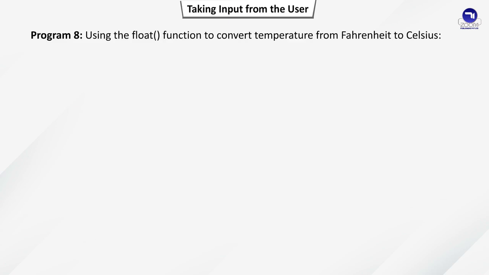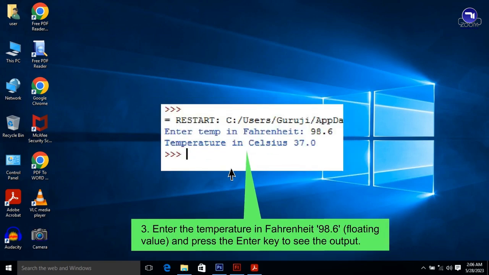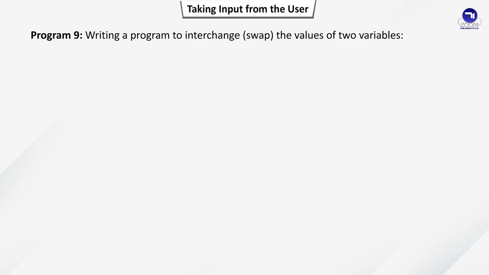Program 8: Using the float function to convert temperature from Fahrenheit to Celsius. Open a new file and type a program in it as shown below. Press Ctrl+S keys to save the program and F5 key to run the program. Enter the temperature in Fahrenheit, 98.6, a floating value, and press the Enter key to see the output.